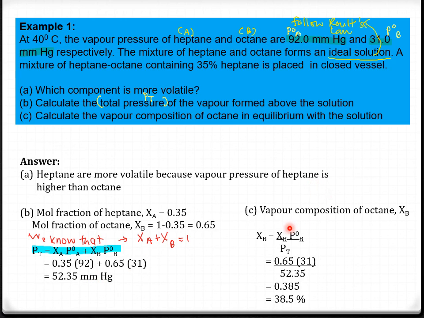Question C asks to calculate the vapor composition of octane in equilibrium with the solution. So using the formula, we substitute the values, and we know now the total pressure is equal to 52.35 millimeters of mercury. So the final answer we will get is 38.5%.